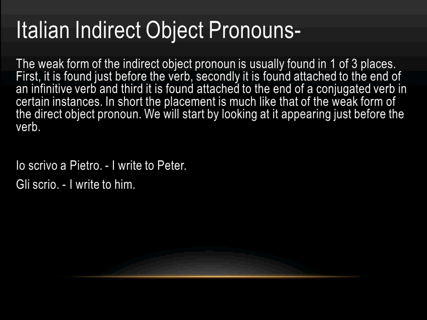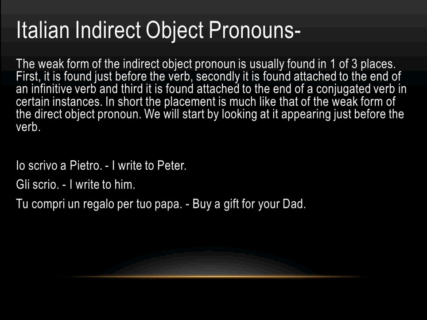Or we could say, Lo scrivo. I write to him. Sorry about that, there should be a V there. Li scrivo. I write to him. Tu compri un regalo per tuo papà. You buy a gift for your dad. We could say, gli compri un regalo. You buy a gift for him. See how in both cases it's before the conjugated verb.